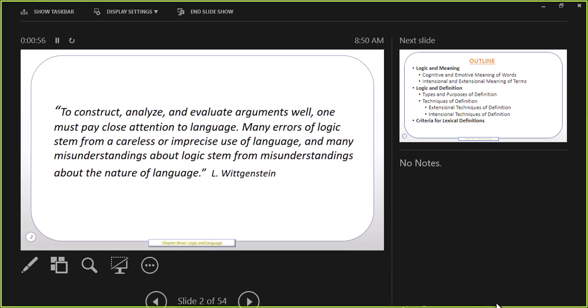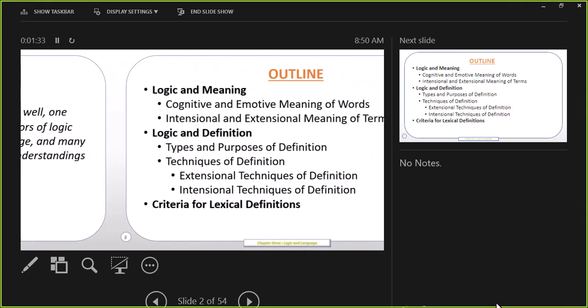In order to construct well, to understand, evaluate, and synthesize arguments, we need to pay attention to our language. The concern of this particular chapter is with some fundamental basics of language: to get rid of ambiguity, to get rid of vagueness, by introducing ourselves to certain techniques of definition, types of definitions, and criteria to produce good lexical definitions, and how to get rid of certain basic grammatical errors. So the content of this chapter is logic and meaning.